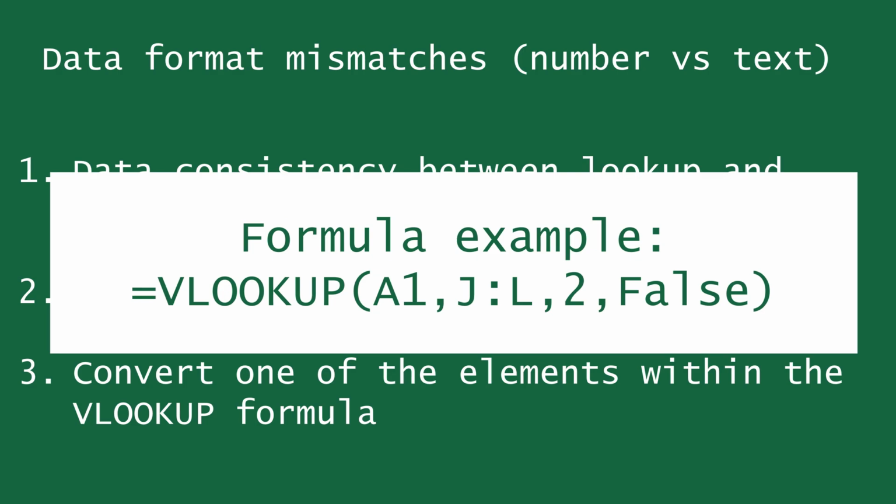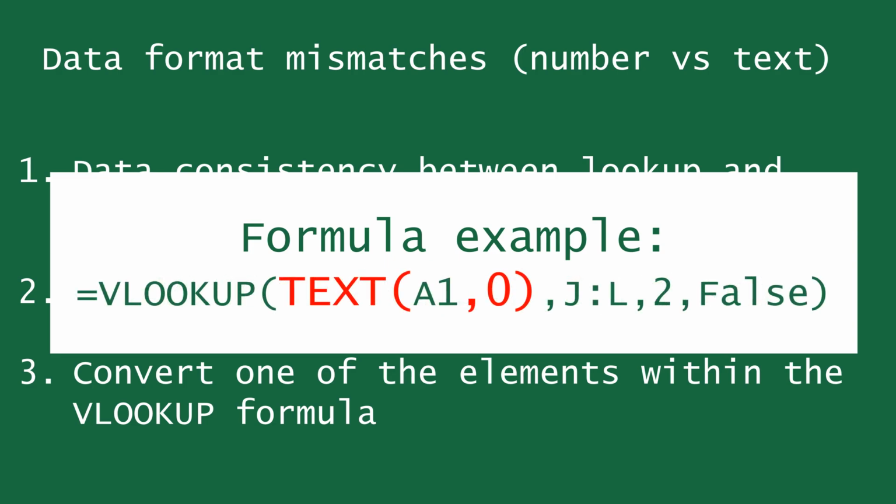In our continued example, let's assume that the A1 value is formatted as a number, but when we look at the J2L data, it is formatted as text, so we may encounter mismatches. Instead of attempting to update the formatting or data itself, let's look at how we can manage this within VLOOKUP. We accomplish this by using the TEXT formula within VLOOKUP to change the A1 value to text. We wrap A1 inside of the TEXT formula in this example.